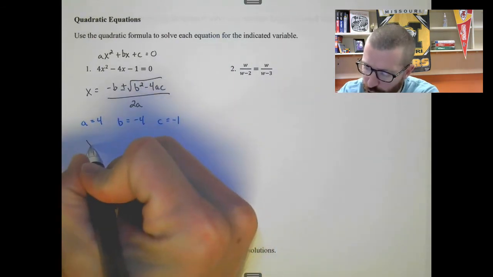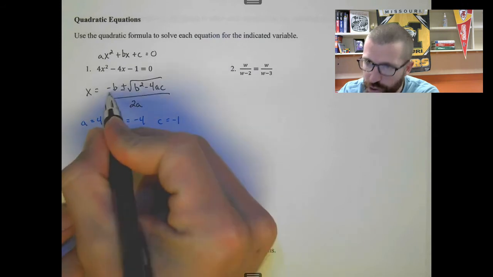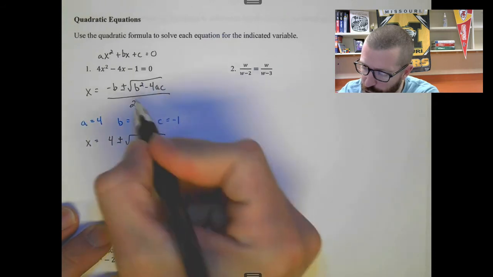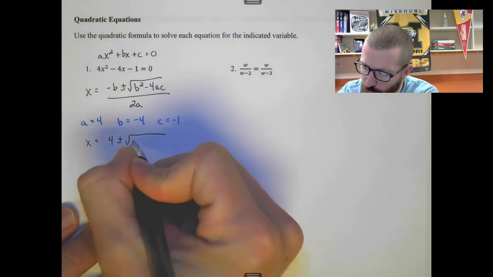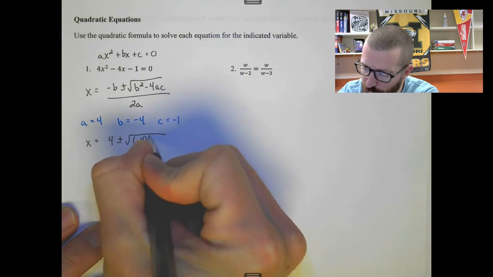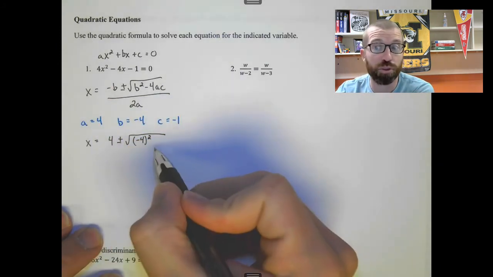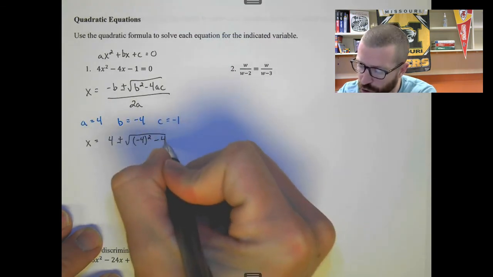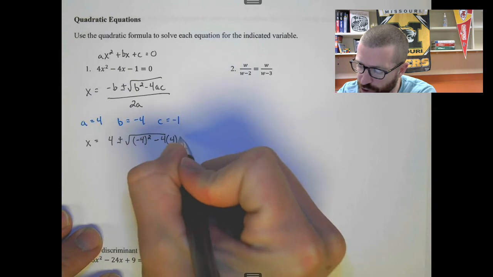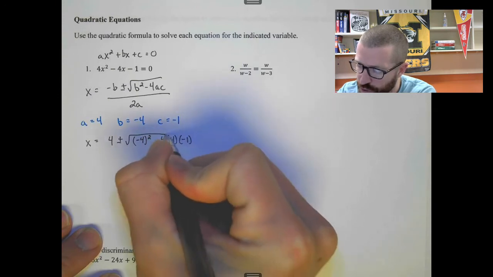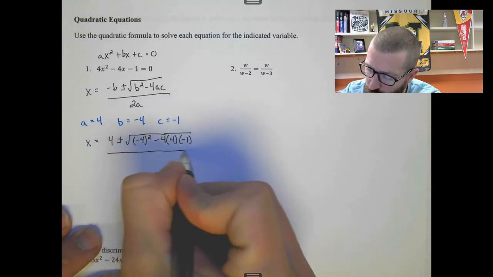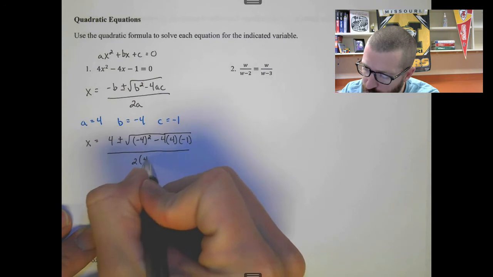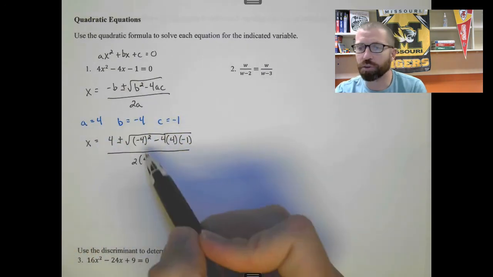So then fill everything in. The negative here means to change the sign. So it's 4 plus or minus the square root of b squared. So this is negative 4, and I would not write negative 4. Typically I will here, but make sure you put parentheses around it. It's going to be squared, so it's always positive. So then minus 4, and then a, and then c. Okay, and then it's all over 2a, which is 2 times 4. And so make sure you plug the right things in.